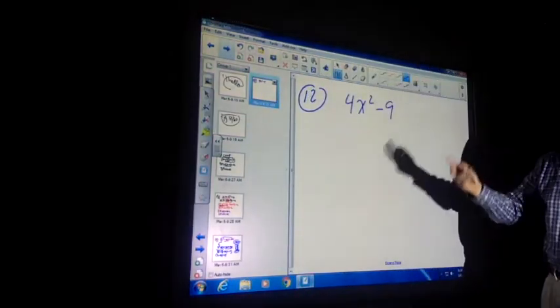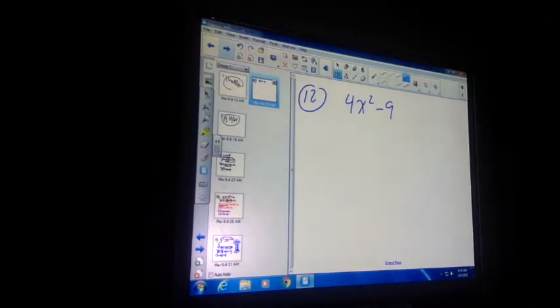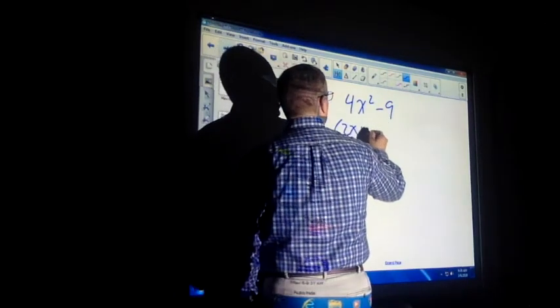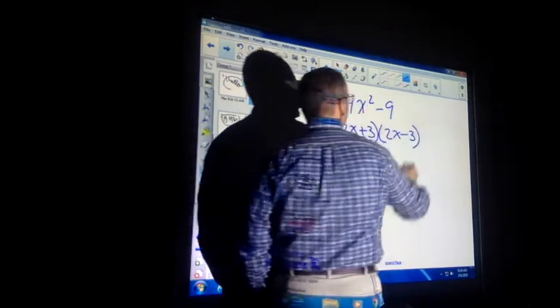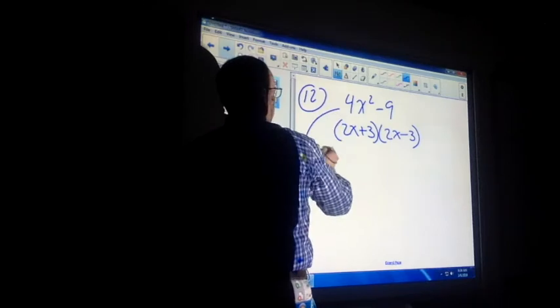Okay. Two terms. Doesn't look like I have a greatest common factor. This appears it's going to be the difference of two squares. Agreed? We could put the 0x in, but we could also recognize that this is going to be the same thing as 2x plus 3 and 2x minus 3. If you don't see it that way, then you could look at it this way.